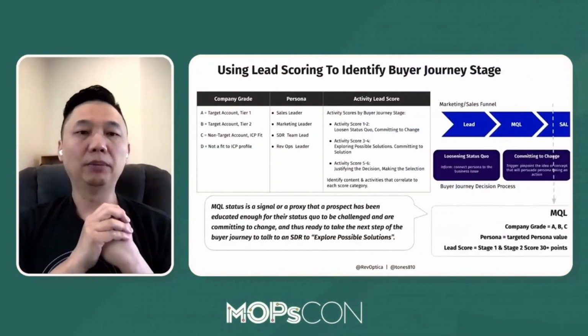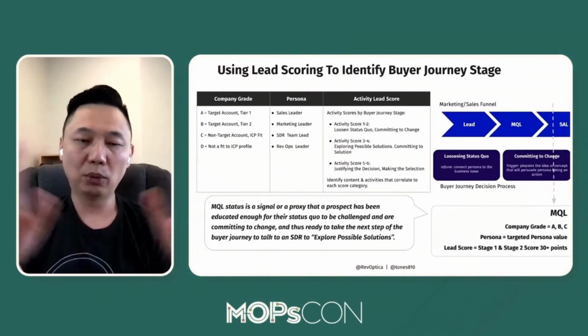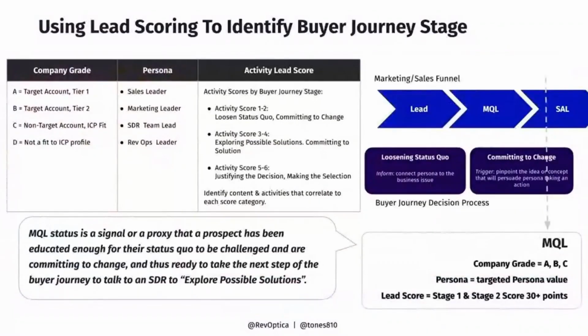Okay, then how I set it up, the next step is to define what an MQL is. And again, I won't go through every single thing on the slide, but to me, an MQL should be a signal or a proxy that a prospect has been educated enough for their status quo to be challenged, buyer journey stage 1, and that they're ready to commit to change, status quo, buyer journey stage 2.